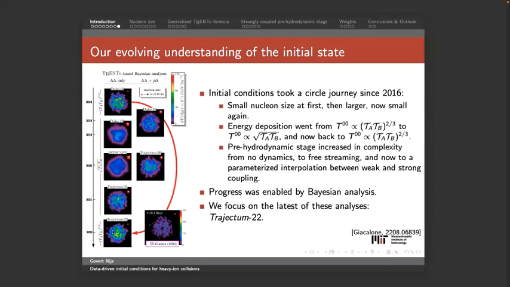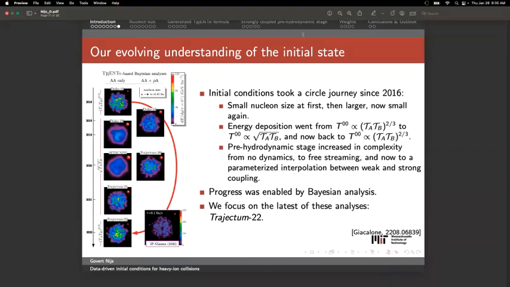And that's exactly what the next three sections are about. So I'll be discussing this nucleon size, then this generalized Trento formula, this is energy deposition, and then also the strongly coupled pre-hydrodynamic stage, where we interpolate between weak and strong coupling.